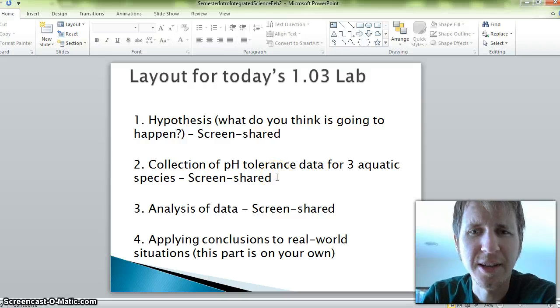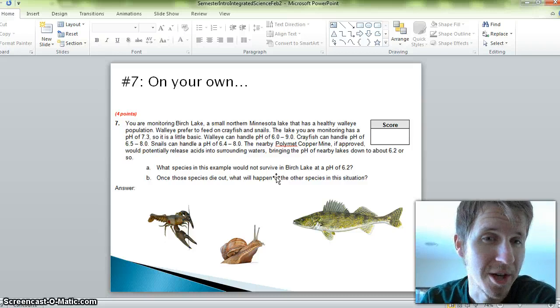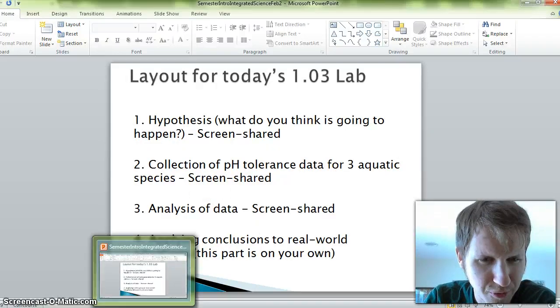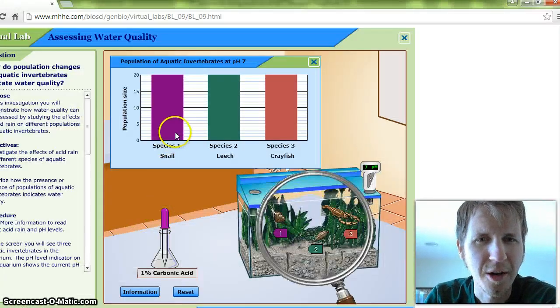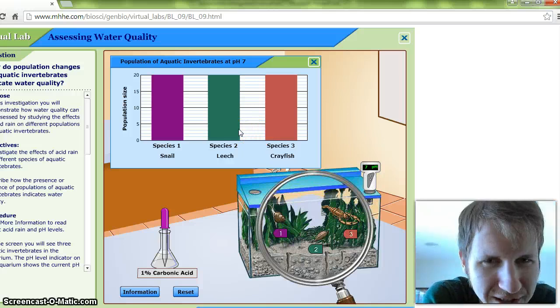Next, we're going to do a collection of pH tolerance for 3 aquatic species. And then we're going to analyze that data, and you're going to answer some questions. Okay? So that is how that is going to roll. And then there will be on your own questions that we'll talk about. So let's go ahead and move over to Google Chrome here, where we've got our species. What I want you to do is focus on what happens to each of these species as we add acids to this tank.